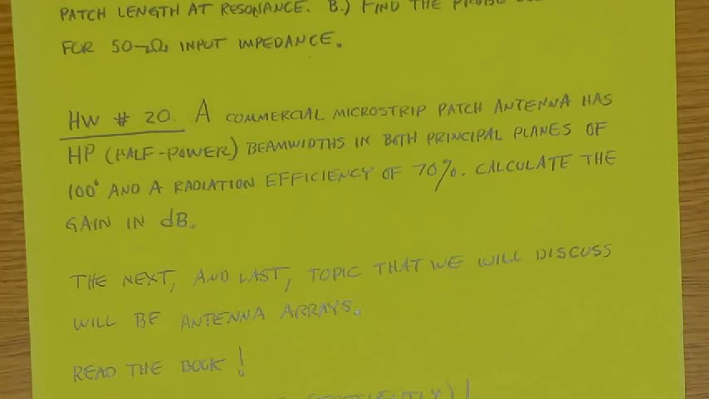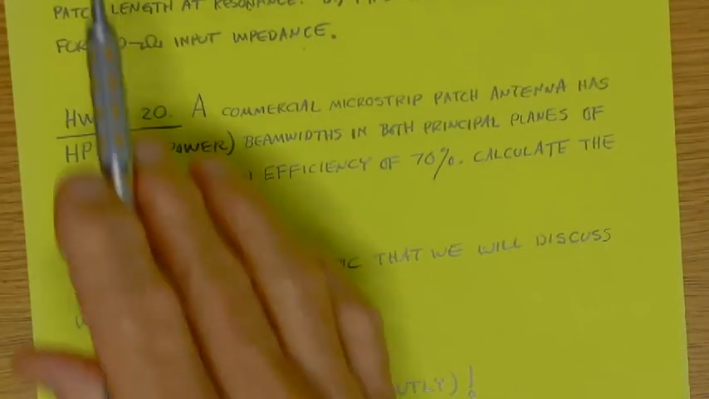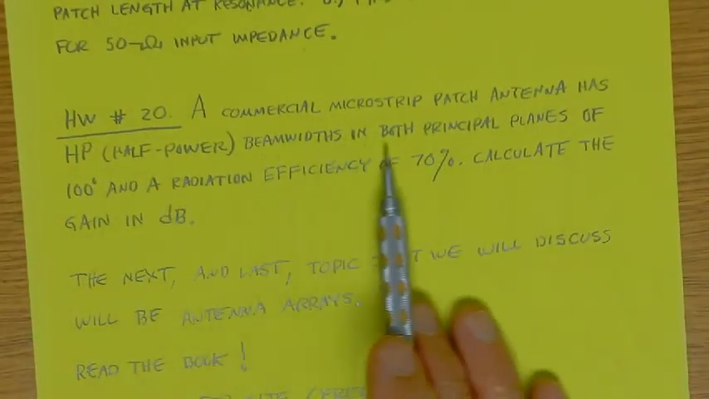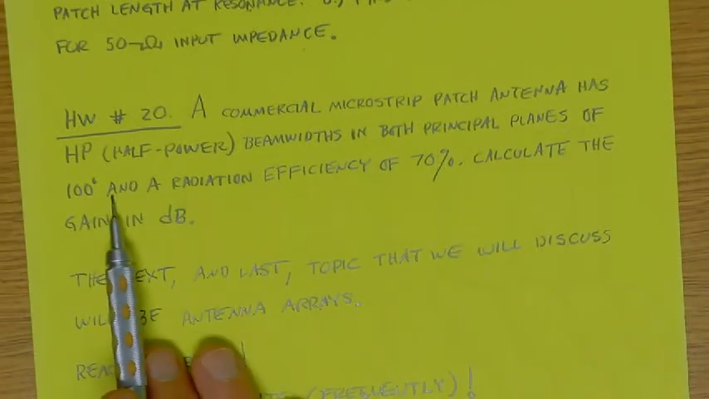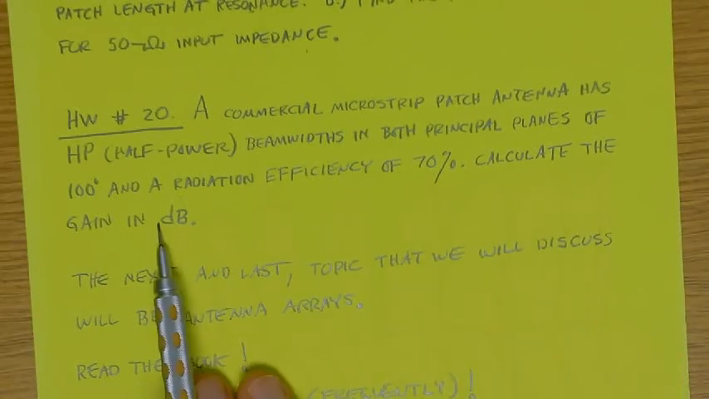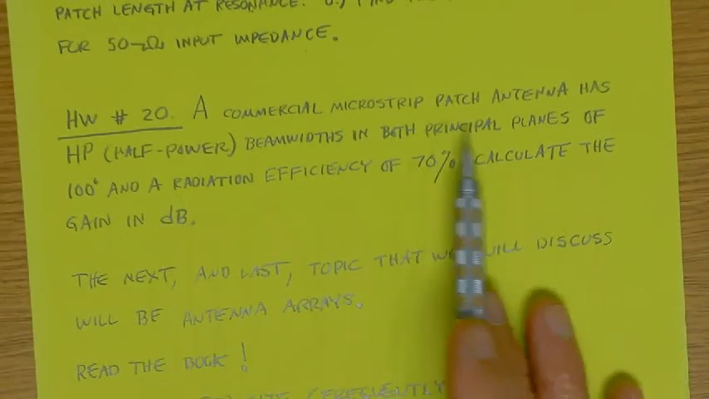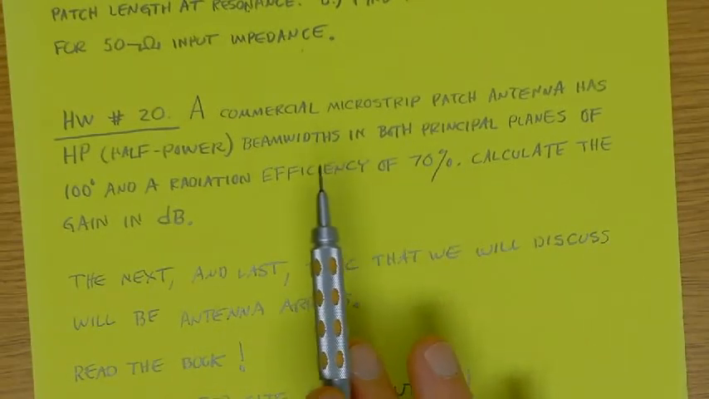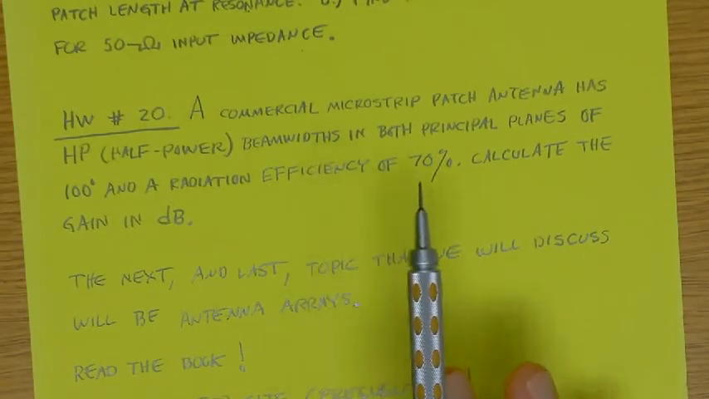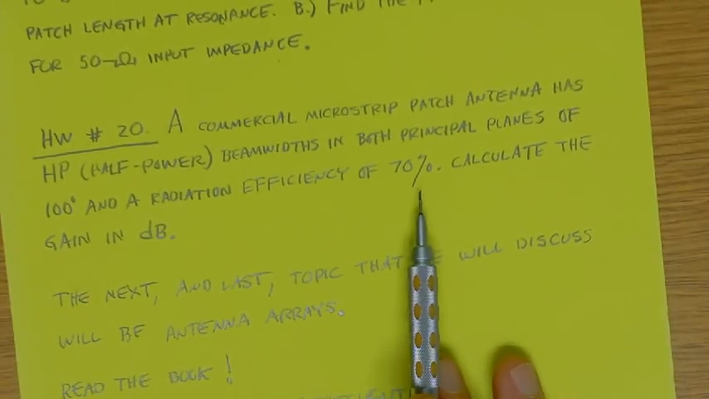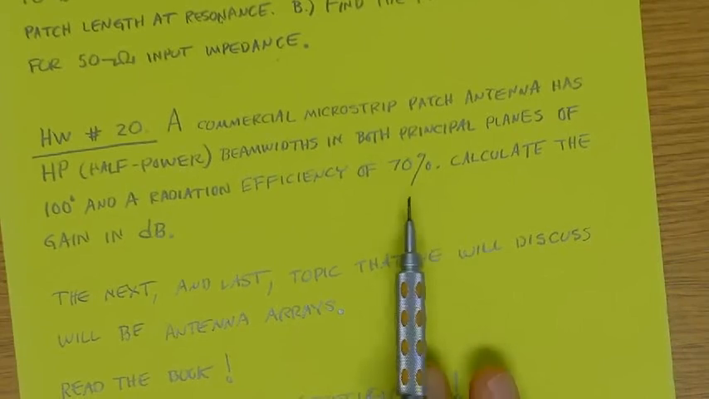So number 19, number 20: a commercial microstrip patch antenna has half power beam width in both principal planes of 100 degrees and a radiation efficiency of 70%. Calculate the gain in dB. See if you can work through that. So how are you going to do that? The directivity is 4 pi divided by the beam solid angle. Beam solid angle is approximately the product of the half power beam widths in the two planes.